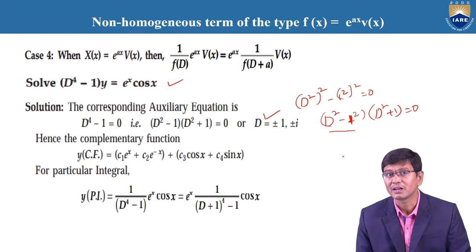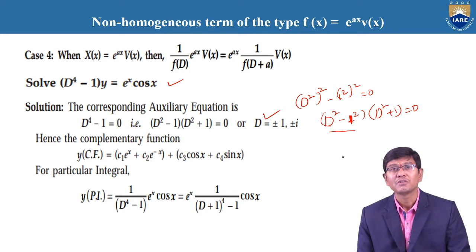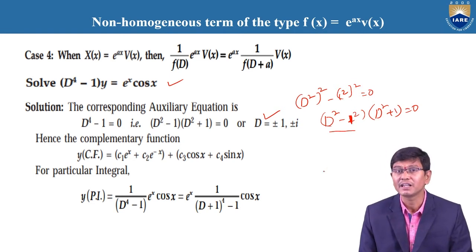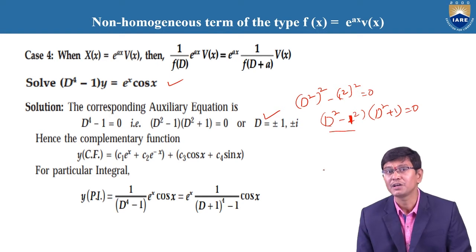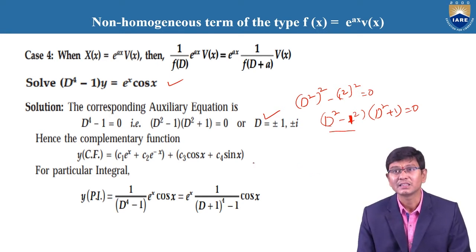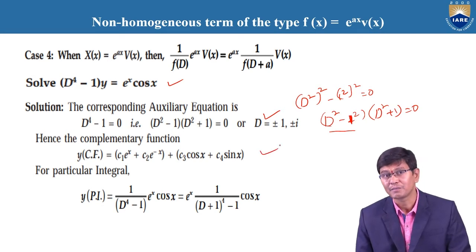Now we need to write the complementary function with the help of these four roots, by using the different roots case and the complex root case. With the combination of the different roots and the complex roots, the solution is c1 into e power x plus c2 into e power minus x plus c3 into cos x plus c4 into sin x.